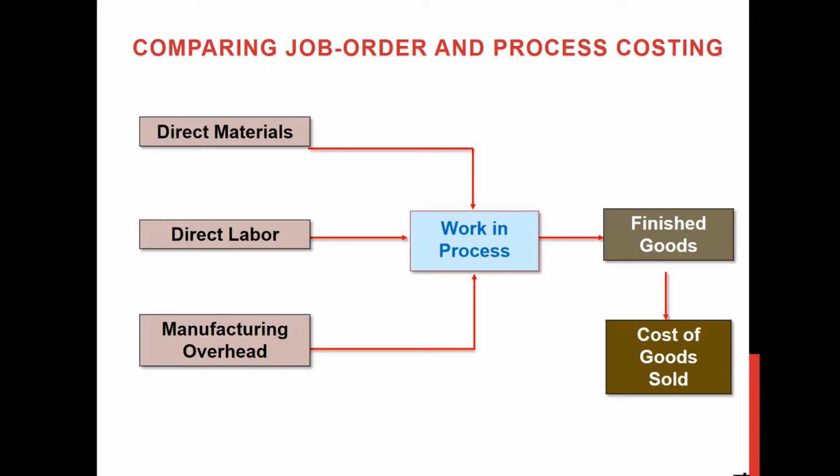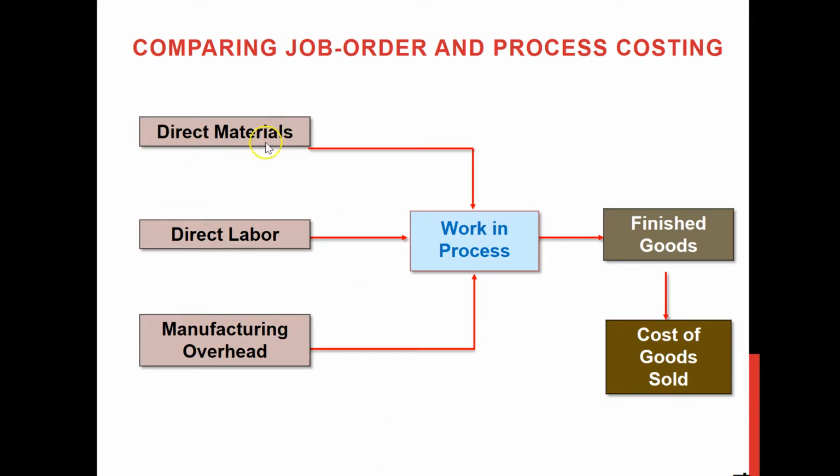So now we will see some differences between job order and process costing. If you remember from the previous chapter, job order costing is used by the companies that actually produce unique or customized products, and they usually produce only few number of items. On the other hand, process costing is used when companies produce similar type of products and they do mass productions. So you should have some idea about this chart.